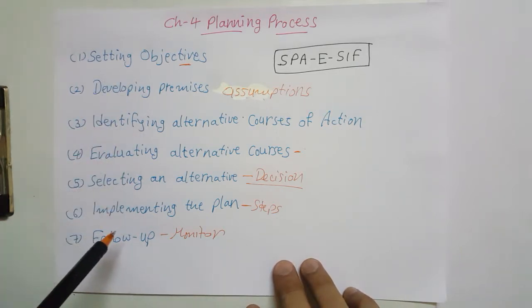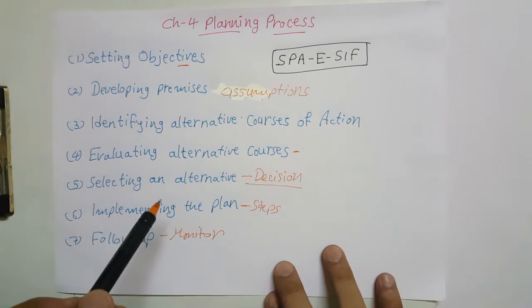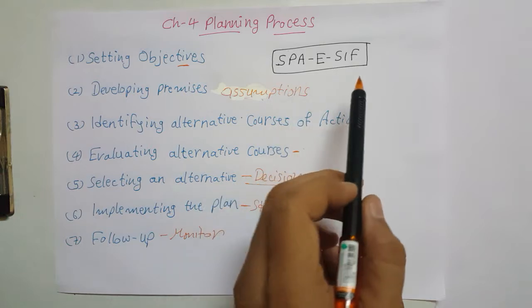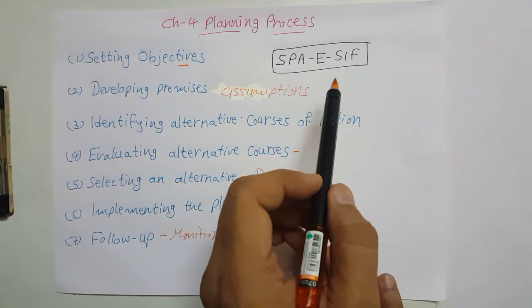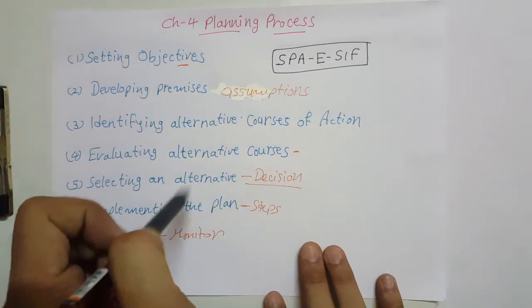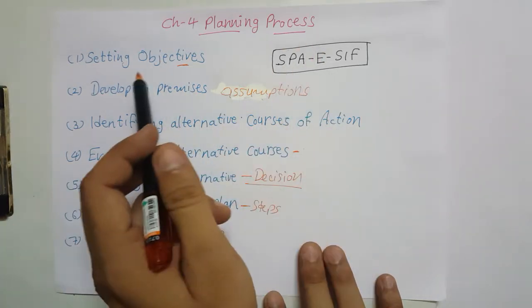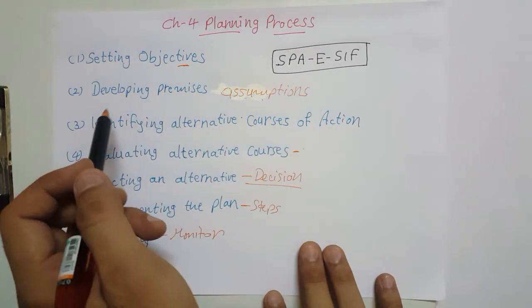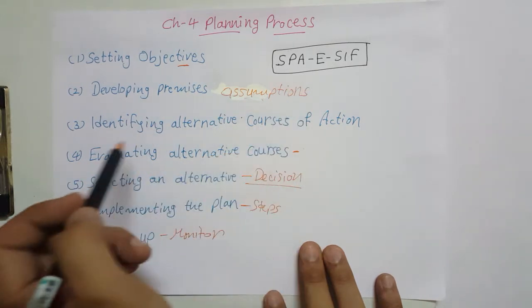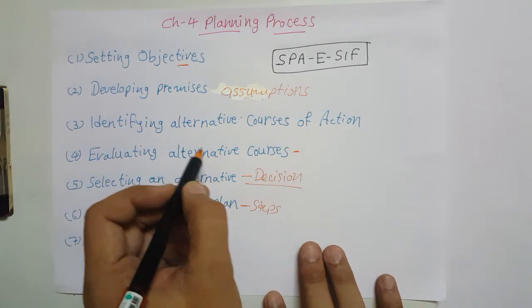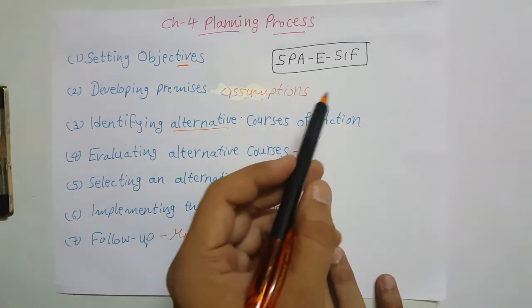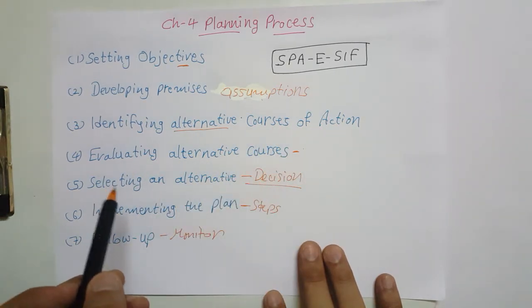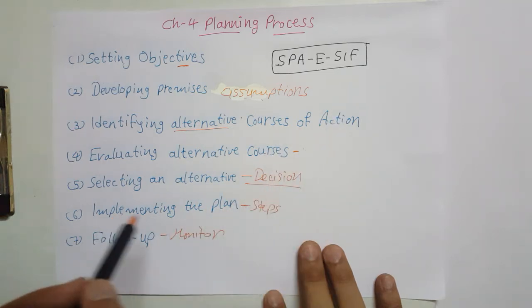If you want to remember all these points in one word, there is SPICE. I know this word is very illogical, but it may help you to remember all this. The first step is setting objectives, next is developing premises, next is identifying alternative courses of action. E means evaluating alternative courses of action. S means selecting an alternative. I means implementing the plan, and the last one is follow up.